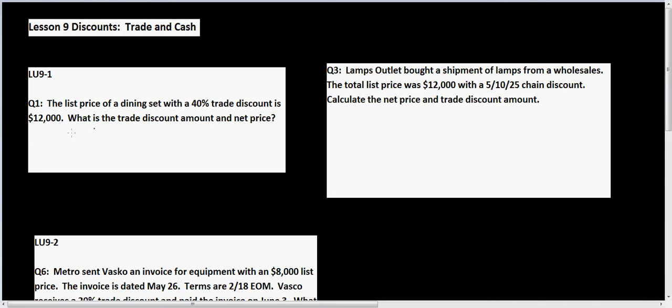Well, what we have to do here is take the list price of $12,000 and multiply that times 40%, which is 0.40. And we find out that the discount we are going to allow then is $4,800. That's your discount. So how much is the retailer going to pay? He's going to pay $12,000 subtract $4,800.